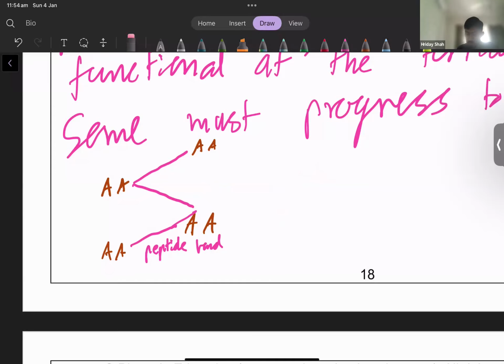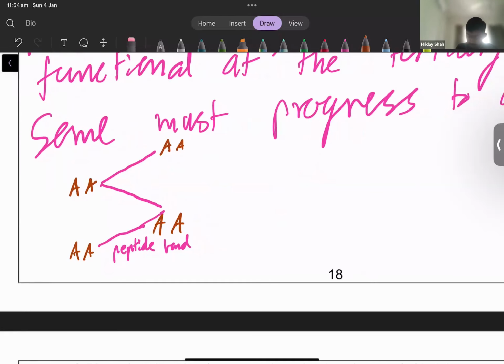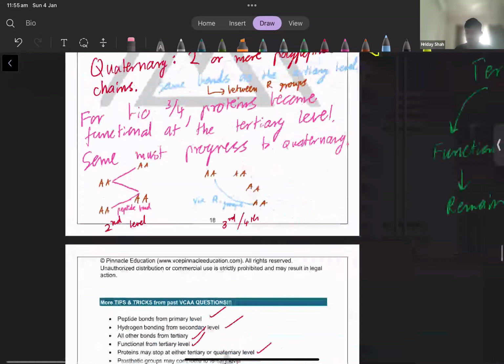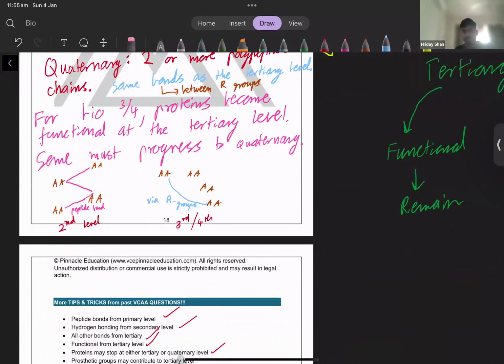However, for your ionic bonds, or your disulfide bridges, or your hydrogen bonds, at the third or the fourth level, so tertiary or quaternary, you can have an amino acid here, amino acid here, and then you can have a bond connecting it like this. So they don't necessarily have to be adjacent, and it's via their R groups. Does that make sense?